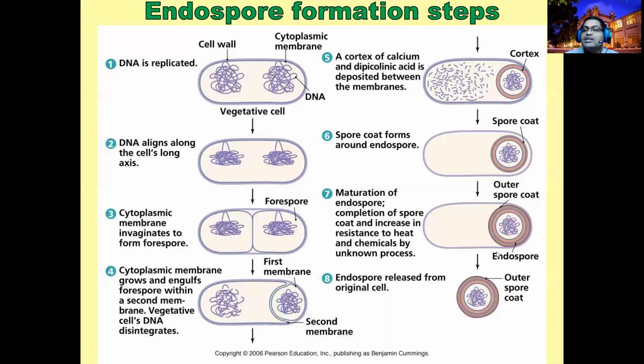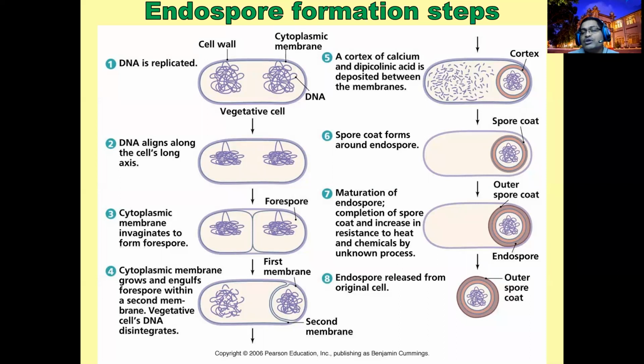Thereafter it forms the outer coat. Once the endospore is fully formed, it is released by breakage of the mother cell. This is the mother cell, and this is the spore. This is the entire process, and the formation of the endospore can take nearly 72 hours.